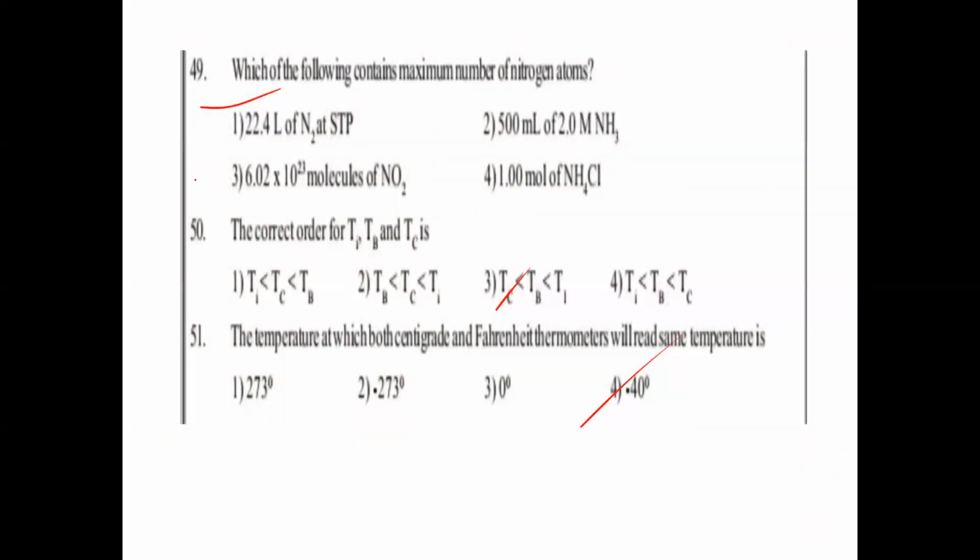Okay. So next, which of the following contains the maximum number of nitrogen atoms? Atoms they ask, remember, nitrogen atoms. What is the formula for the number of atoms? Number of atoms is equal to number of moles into Avogadro number into atomicity. Avogadro number is 6.023 into 10 power 23.